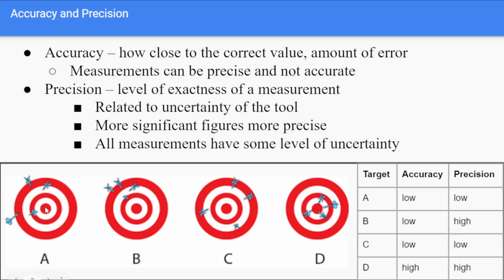In these four examples, we can describe the result in terms of accuracy and precision. In A, we didn't hit the bullseye, low accuracy. We didn't get the exact results, they're not clustered, so we have low precision. B, we didn't hit the bullseye, low accuracy, but we got a cluster here, which means we have a certain level of exactness. We were able to replicate our results, so that's high precision. C, no bullseye, no cluster, low accuracy, low precision. D, we hit the bullseye, high accuracy, and we had the same results, high precision.